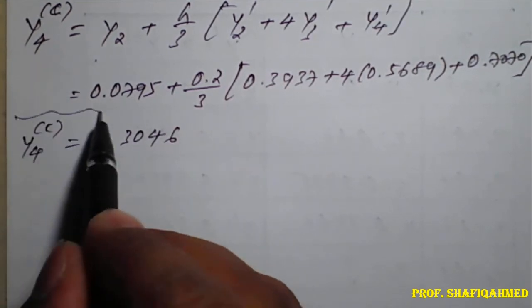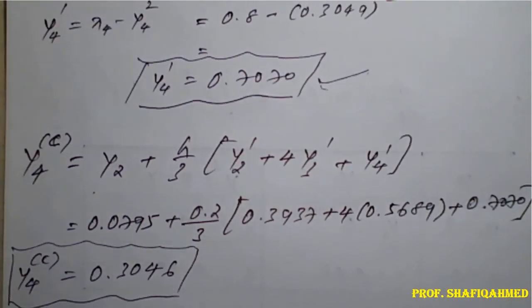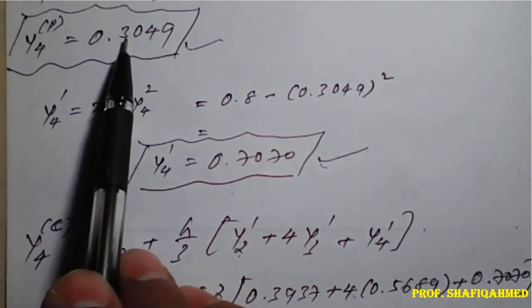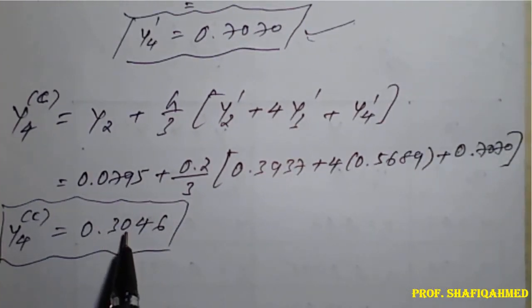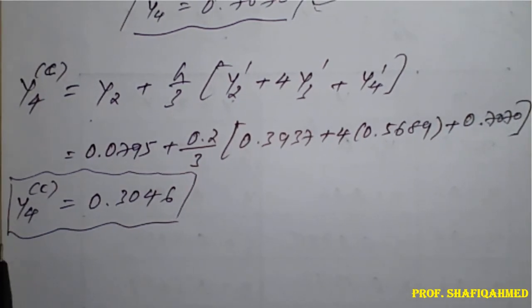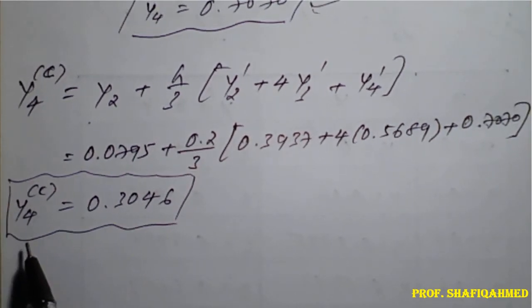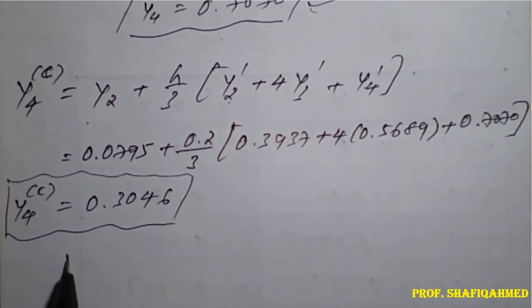So y4 of corrector we got as 0.3046. You can check now. In the predictor formula we got 0.3049, but in the corrector formula we got 0.3046. So there is a small change in the values. This is also y4, but corrected, and with the help of this corrector formula we also find the value of y4 dash.